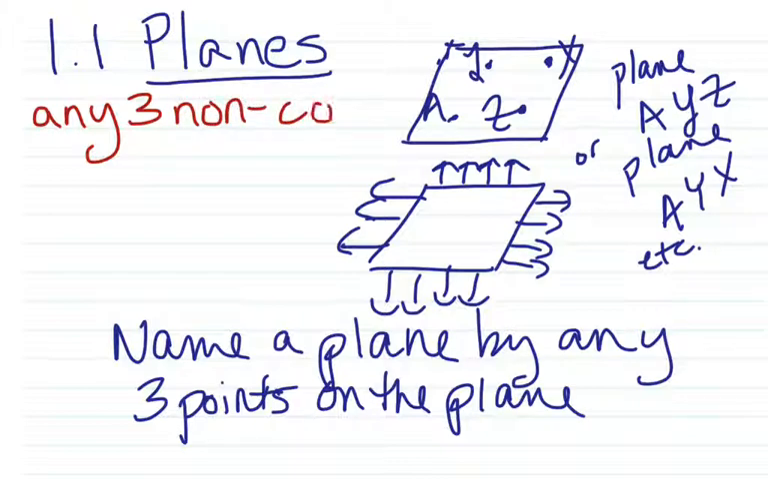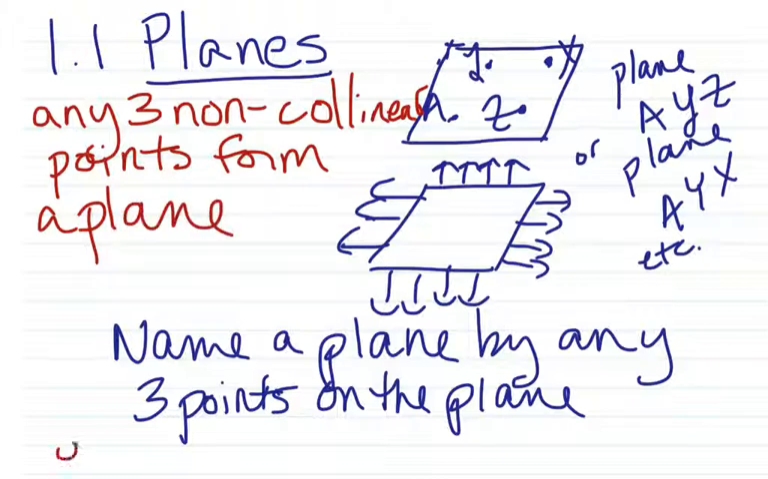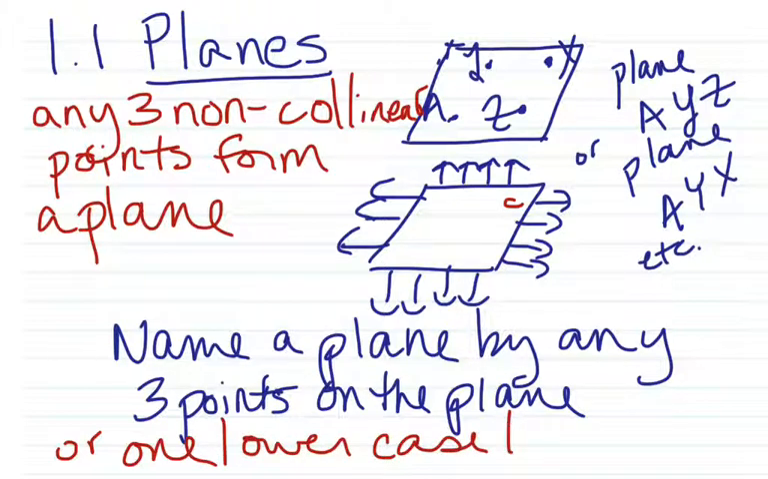But also, any 3 non-collinear points form a plane. So 3 random points anywhere. Any 3 points that could make a triangle. A triangle is a planar figure. It's a snapshot of a plane that is invisible and continues forever. So we just don't always draw in a parallelogram to represent the plane.